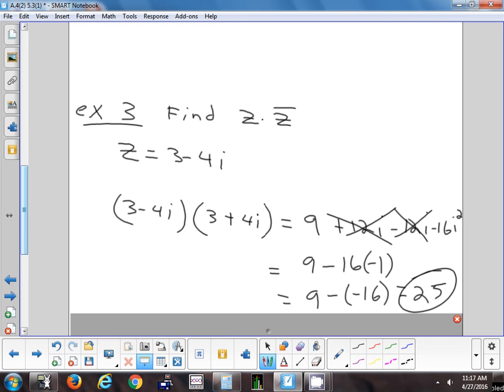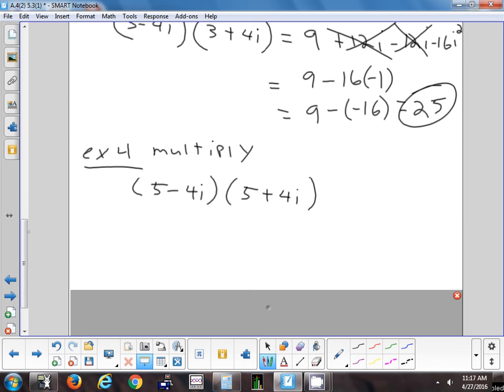Right? And look at the first number. It's 3. What do you get if you square 3? 9. What do you get if you square the 4? 16. And if you add 9 and 16, there's your answer. So there's actually a shortcut you can use when you multiply conjugates. What do you get when you square 5? 25. What do you get when you square 4? 16. What's 25 plus 16? 41.